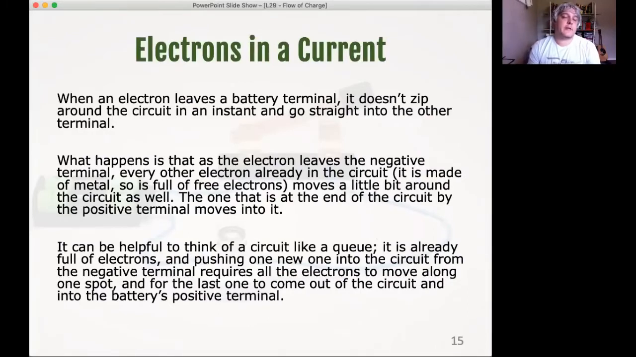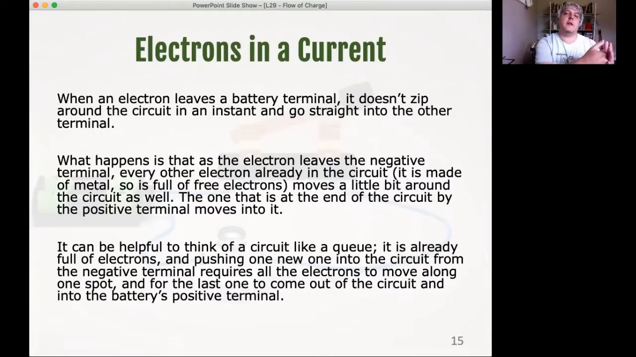When an electron leaves a battery terminal, though, it does not just zip around in an instant and end up back in the other terminal really quickly. It doesn't leave the negative end, zip through the circuit and end up back at the positive end, because the wire that makes up the circuit is already full of electrons. It is a metal, it has all these free electrons. What happens is that if one electron leaves the negative end of the battery and jumps off into the wire, all that does is push every single electron in that wire all the way around the circuit along one electron space. Obviously, the electrons aren't stationary, they're in a sea, they're all flowing and moving, kind of like water, but a sea made out of electrons.